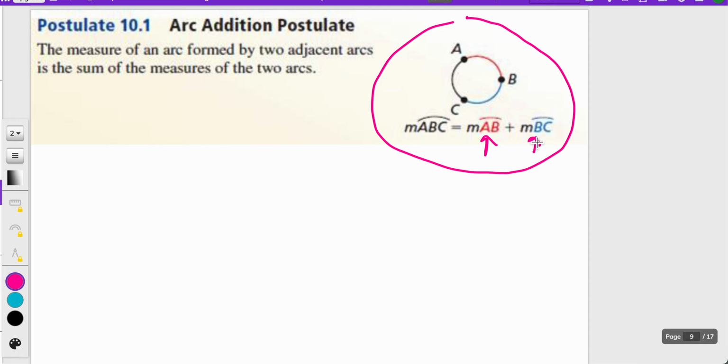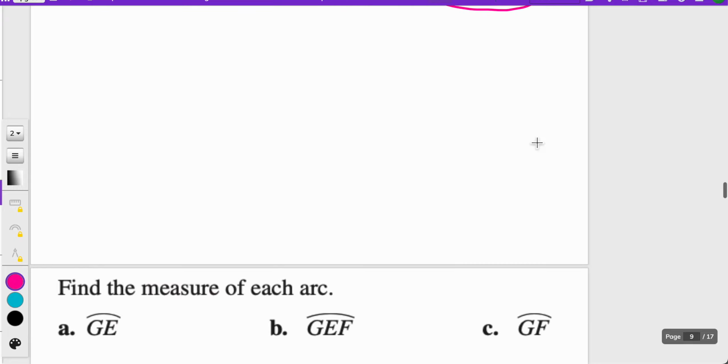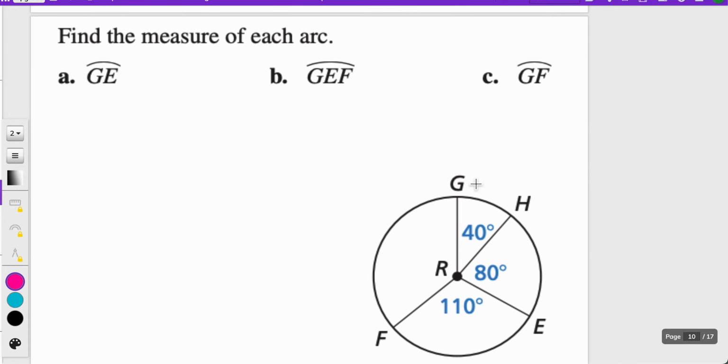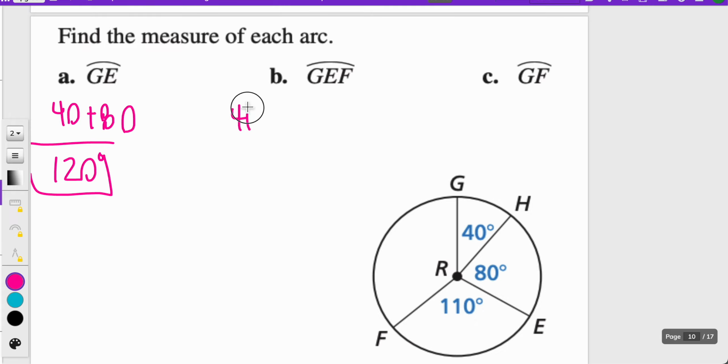All right, next up, we're going to look at finding some measurements. So let's start with GE. G to E is just adding your 40 plus 80, and that's going to give you 120. Next up, GEF will be adding all of these, so 40 and 80 and 110. So here I'm going to G, then to E, then to F.